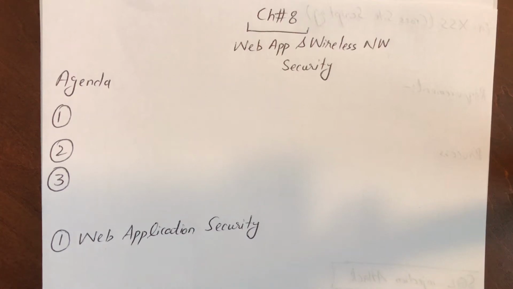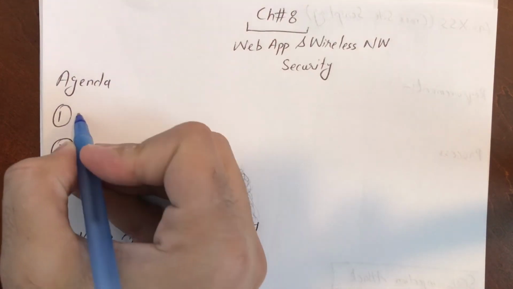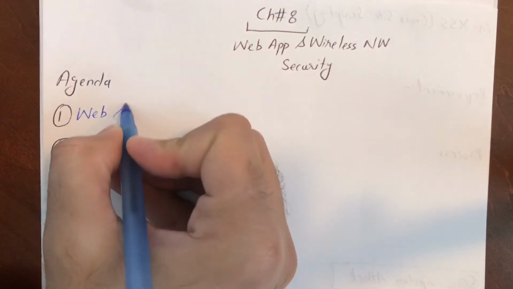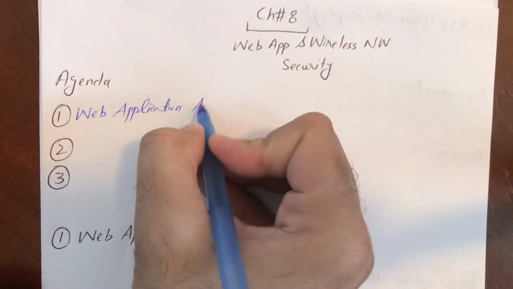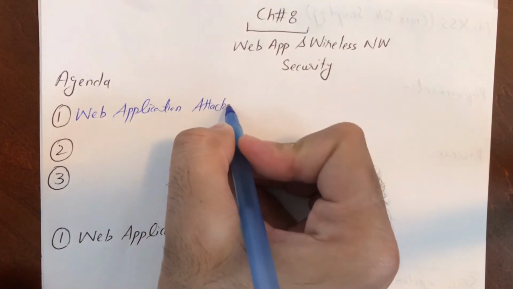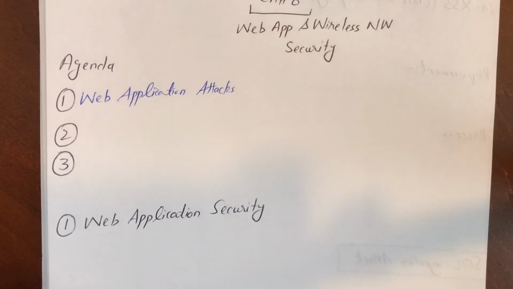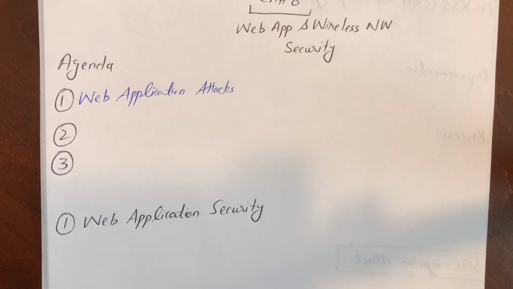Okay, guys, so let's start over chapter 8. Chapter 8 is about web application and web wireless network security attacks. We have three main agenda items, starting with the web application attacks. Web application attacks will discuss mainly three types of web application attacks: cross-site scripting, SQL injection, and directory traversal.